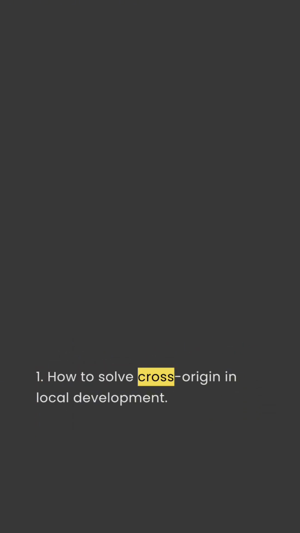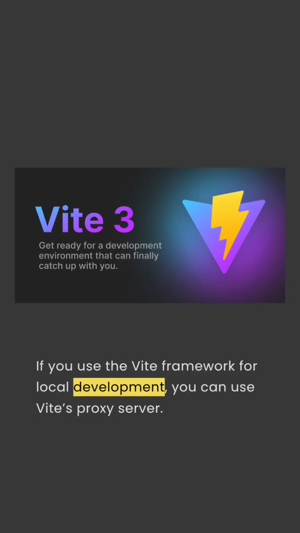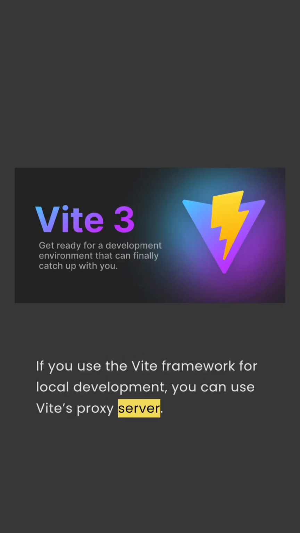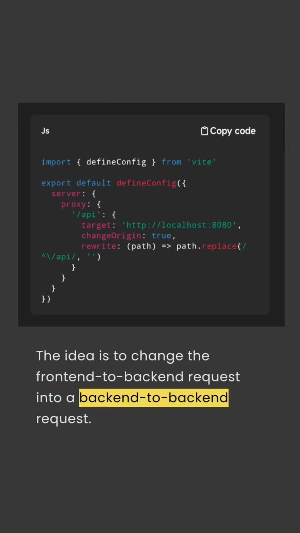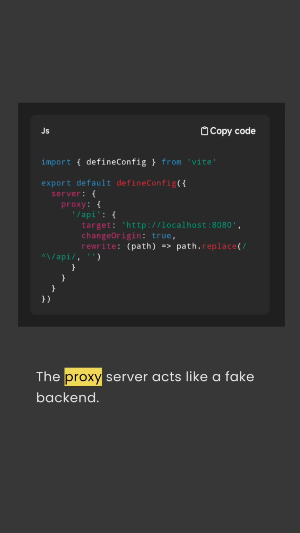1. How to solve cross-origin in local development. If you use the Vite framework for local development, you can use Vite's proxy server. The idea is to change the front-end to back-end request into a back-end to back-end request. The proxy server acts like a fake back-end.